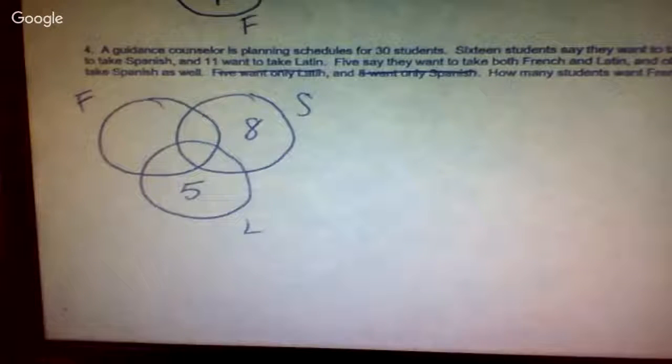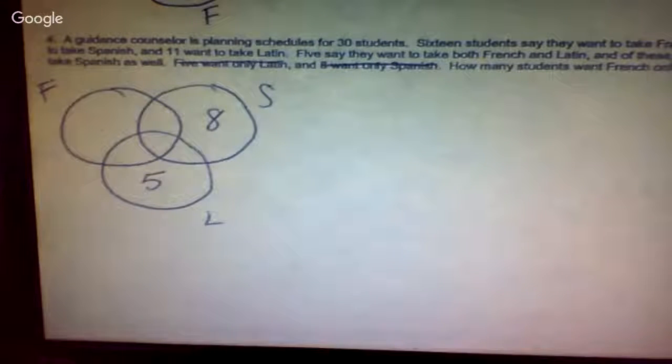16 French. 5 say they want French. How do you know what goes into French if you don't know what goes into the intersections of French yet? You can't just pull that. You've got 8 and 5.